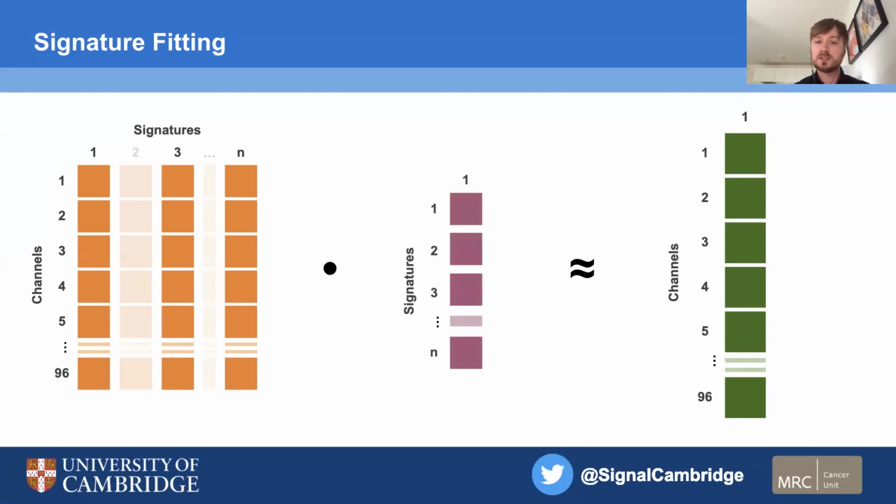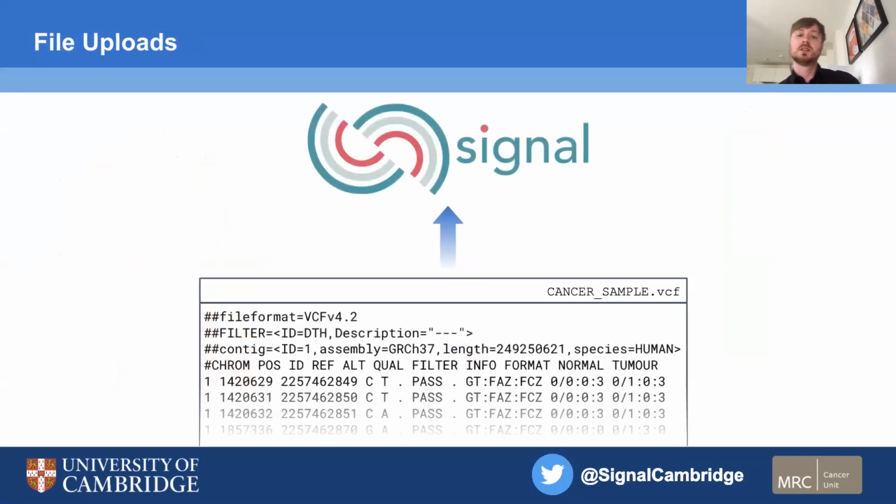So that's signature fitting, and that's what Signal provides, the means to perform signature fitting on your samples using the signatures that we've extracted. Furthermore, when you choose to perform signature fitting on your samples, Signal will run this algorithm 100 times over via a bootstrapping process in order to account for the possible noise that might be in your sample. So how do you do this fitting?